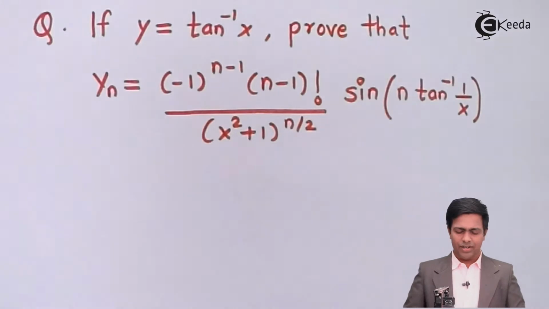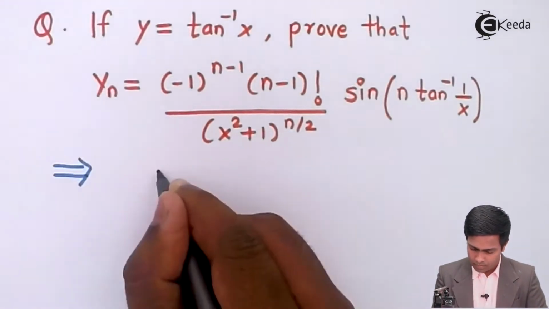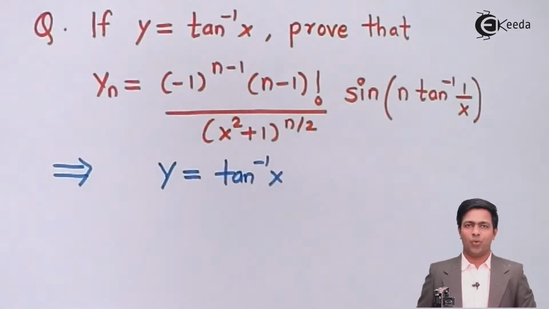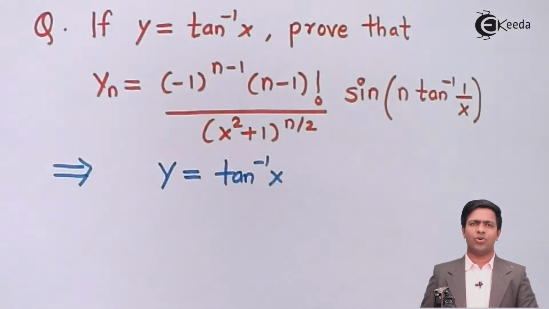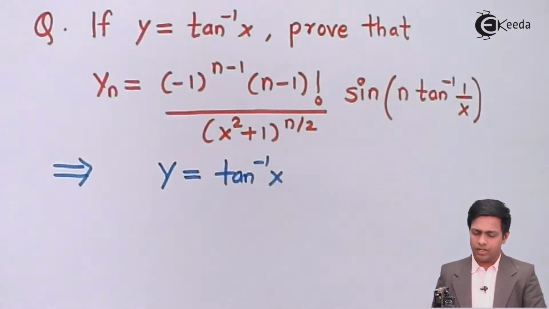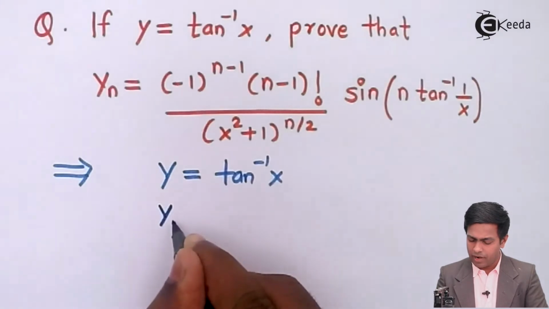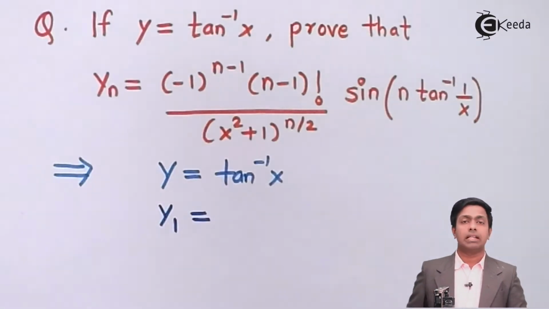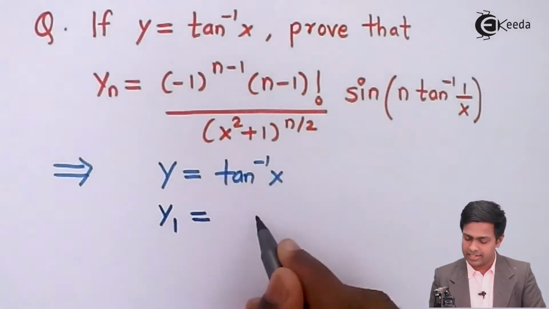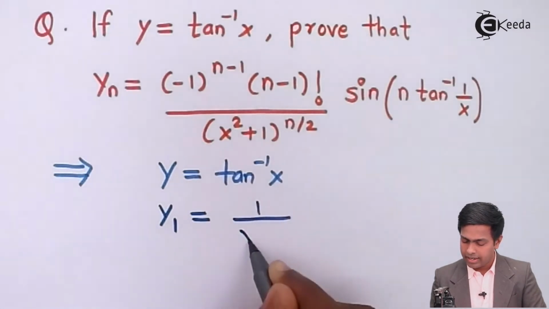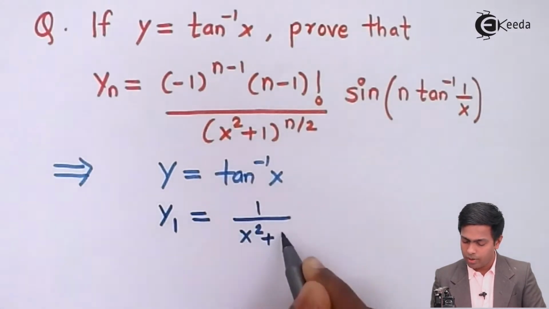So let's start. Here y is tan inverse of x. So what is the first derivative? The first derivative is given by y1, and we all know that the derivative of tan inverse x is 1 upon x square plus 1, or 1 plus x square.